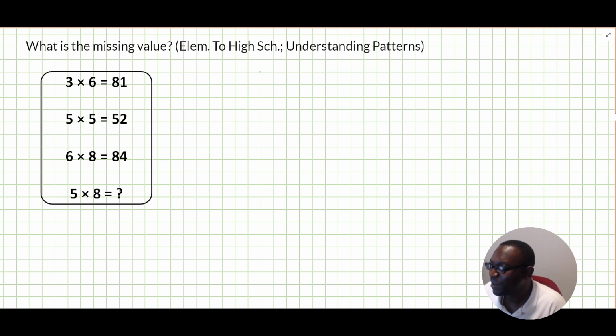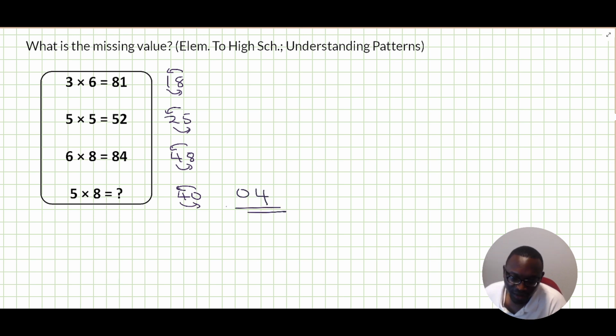So 3 multiplied by 6 is 18. You can notice that we just switch positions here. 5 multiplied by 5, we have 25. We're just switching positions. 6 multiplied by 8, we have 48. All we're doing is switching positions. And 5 multiplied by 8, we have 40. So all we're going to do is switch positions. So that's 0, 4. Good try, good try.